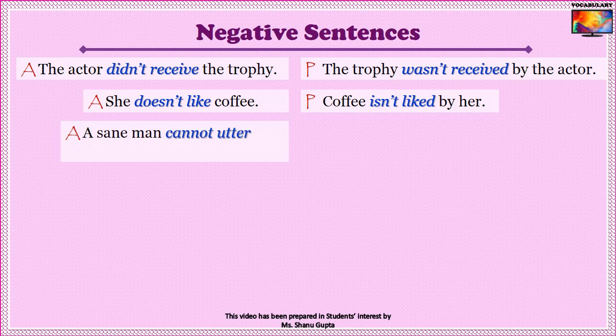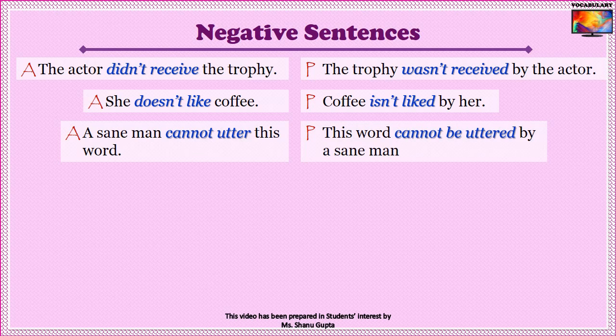The third sentence is fairly simple. A sane man cannot utter this word. And just like we discussed in the case of modal auxiliaries, the passive version looks like, this word cannot be uttered by a sane man.